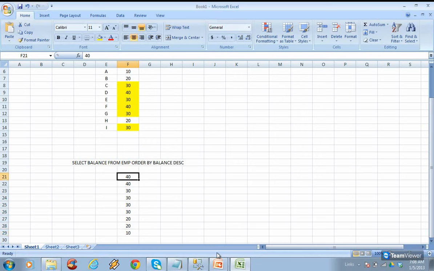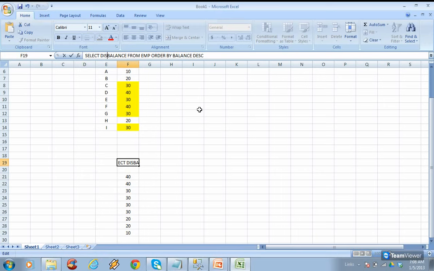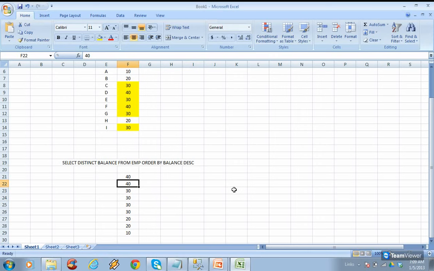So can I use top one, top two, top three like that? You cannot use it because top two is also 40. So if you have duplicates, then getting some kind of top is very, very difficult. So what I do is I use another clause called the distinct clause. So select distinct balance. If I use distinct balance, duplicates are eliminated. You will have only one of them.